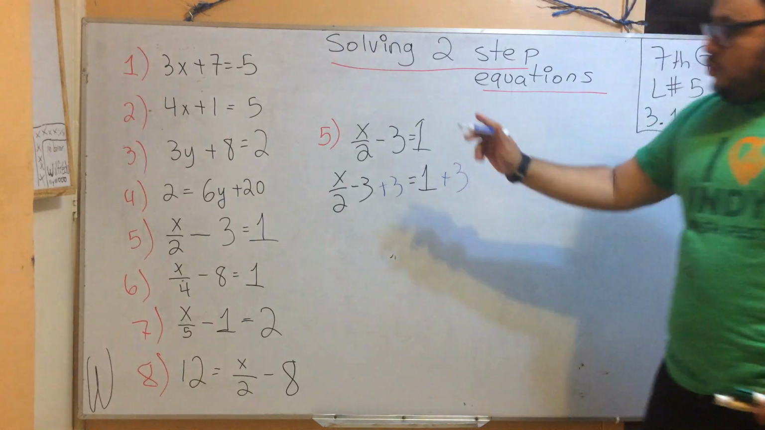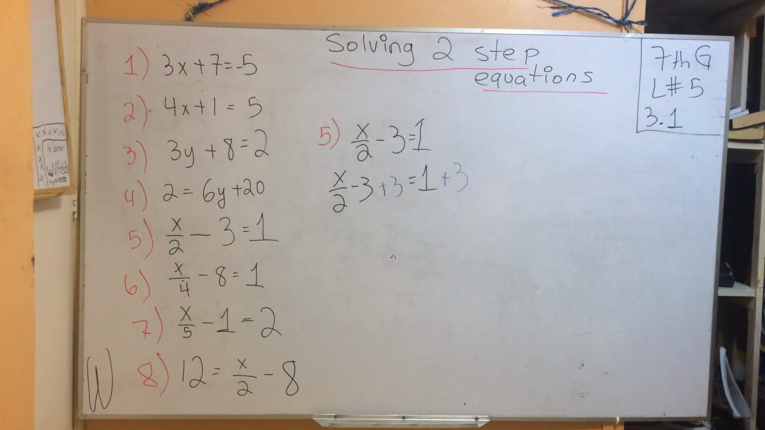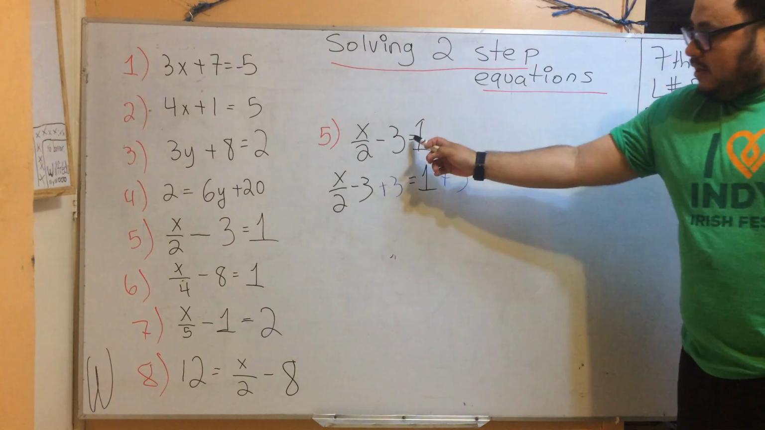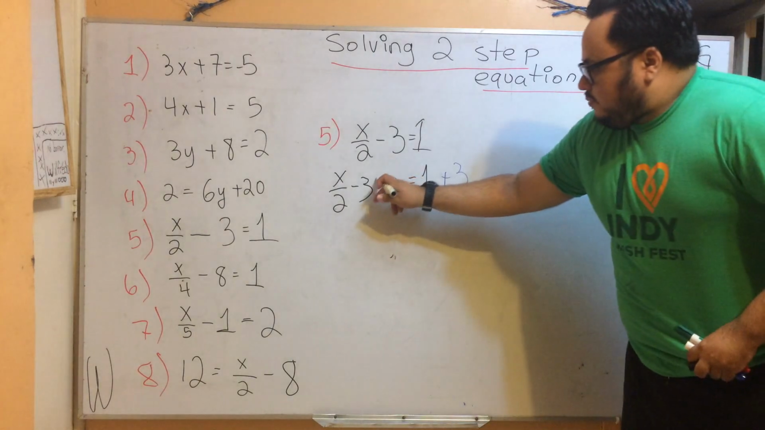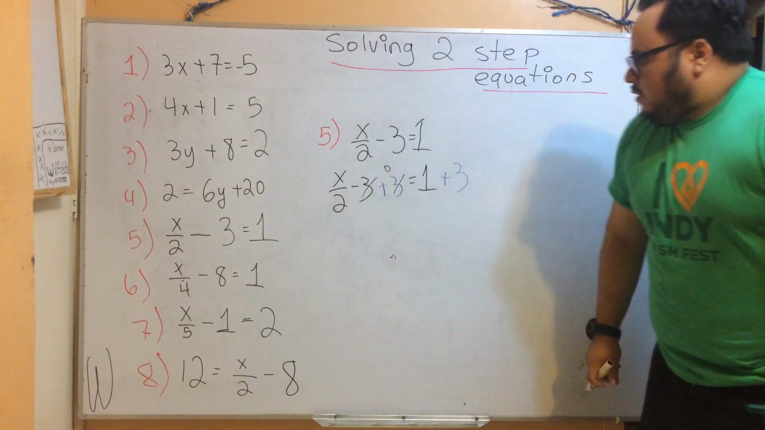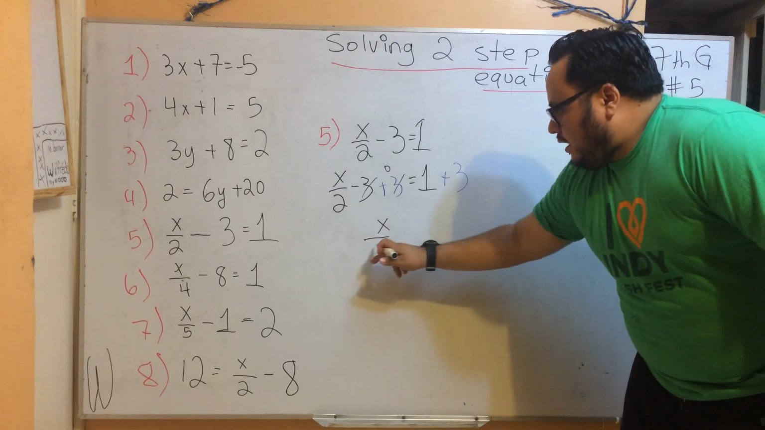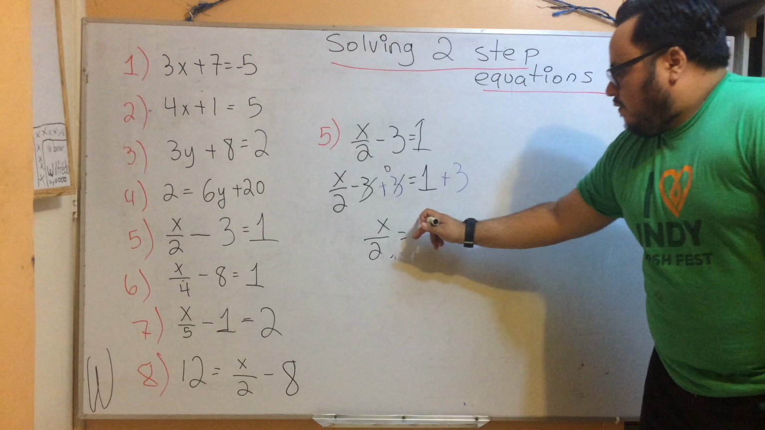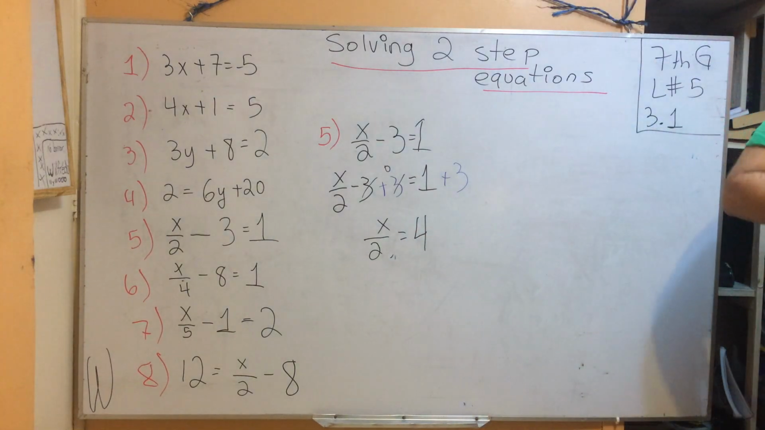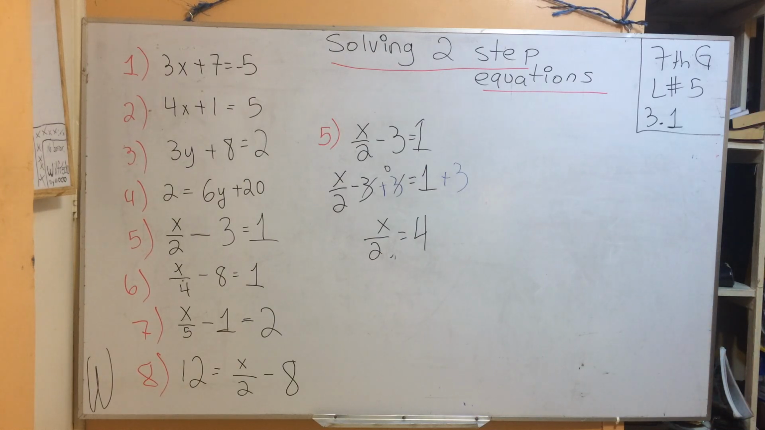And remember, what we do on one side, we have to repeat on the other side. This is a balance. What we do on one side of the equal sign, we have to do on the other. So this becomes 0. So we only get x divided by 2 equals 1 plus 3, 4. Now, since we have x divided by 2 equals 4, that means we're looking for a number that divided by 2 is going to give us 4.